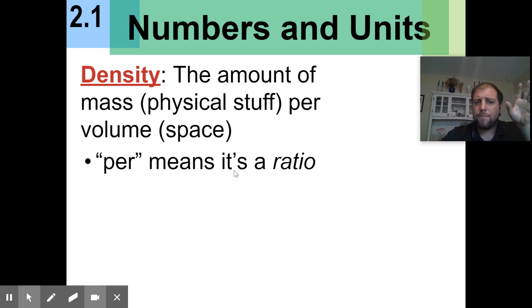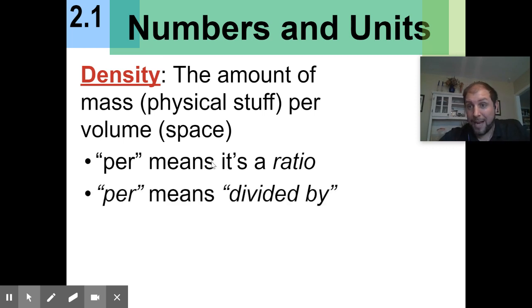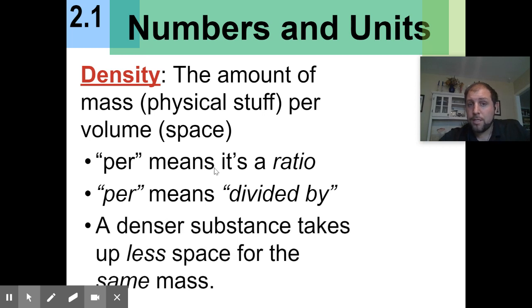Density is the amount of physical stuff a substance contains within the given space that it occupies. It is the amount of physical stuff per space. It is the mass per volume. Per means it's a ratio, and that means divided by. So density is a calculation: the mass of something divided by its volume. The denser a substance is, the more mass it has in less space.